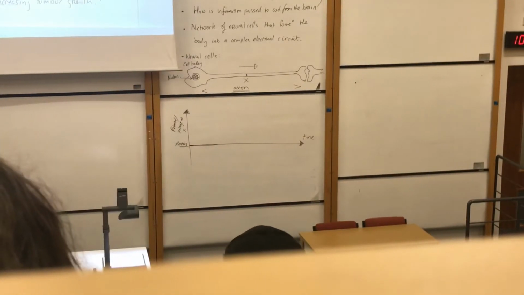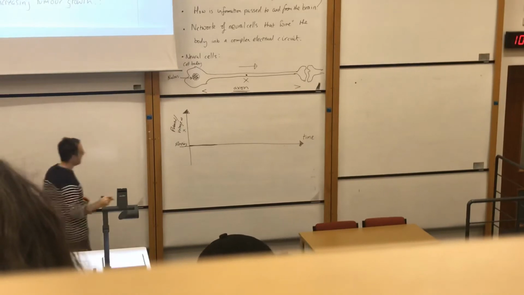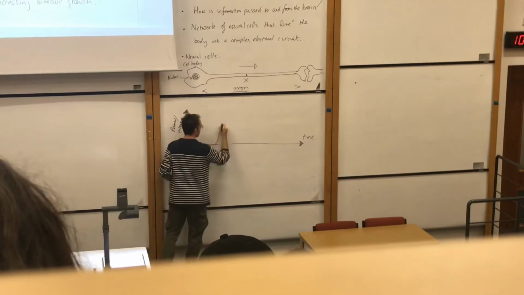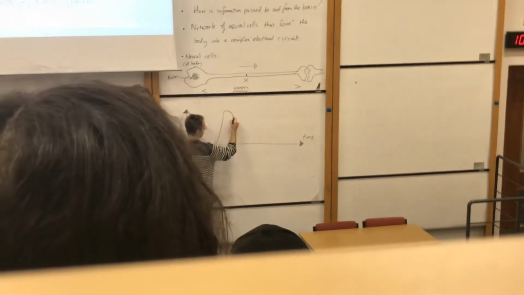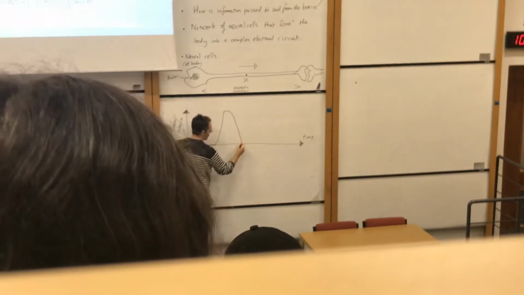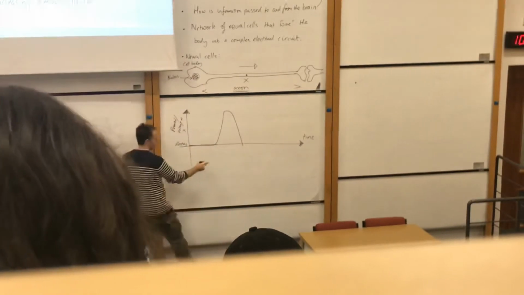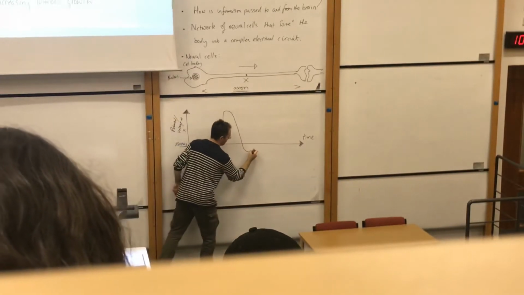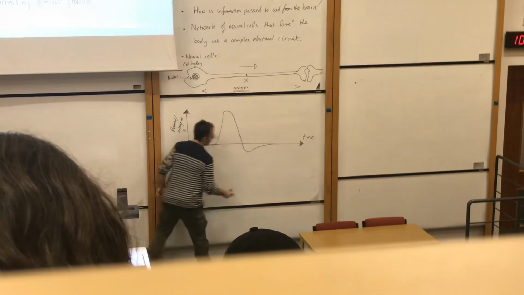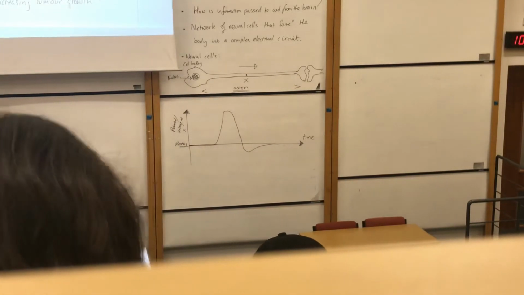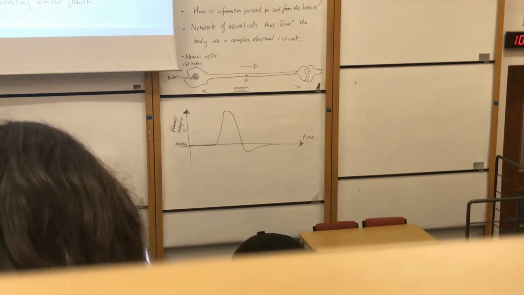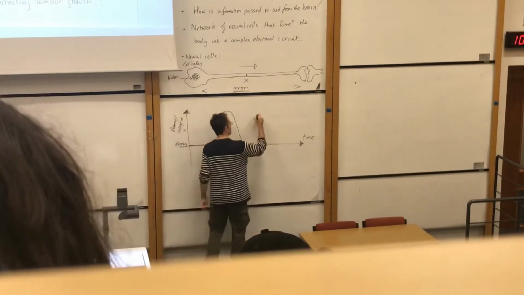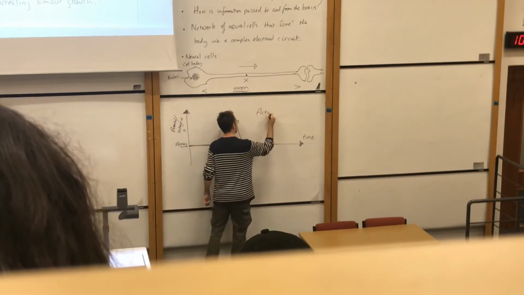And then it basically rapidly increases, and then it kind of drops down. It overshoots this resting level, and then goes back over time to this resting level. Okay, so there's a very characteristic shape for this action potential.